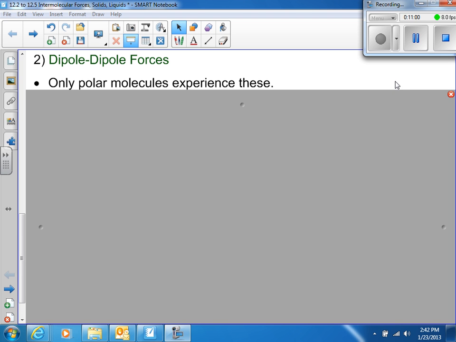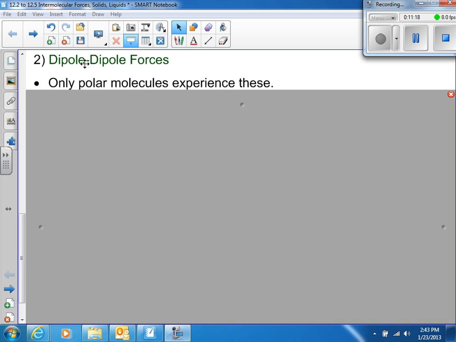Okay, enough on London dispersion forces. Those are the weakest forces. Non-polar molecules and polar molecules all have London dispersion forces. Everything has London dispersion forces. Now we're going to go to a stronger force, dipole-dipole forces.